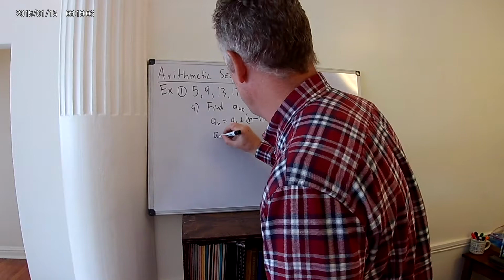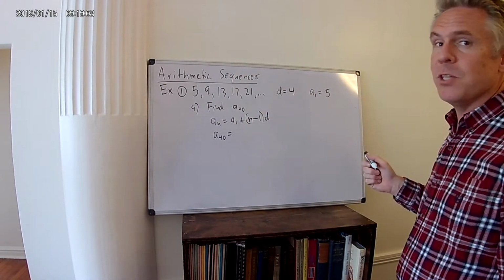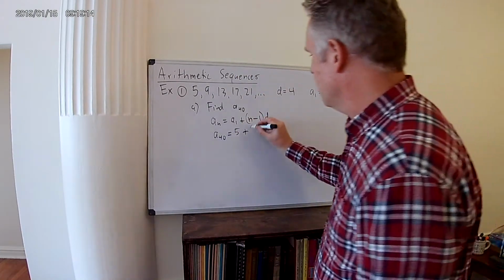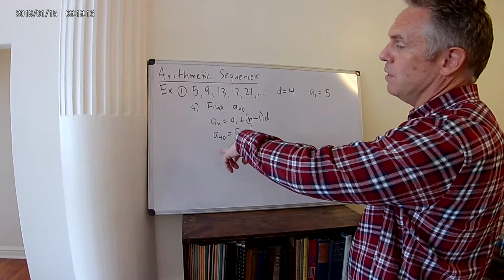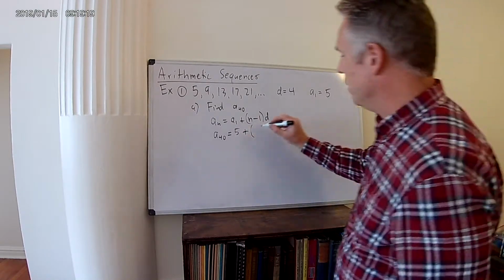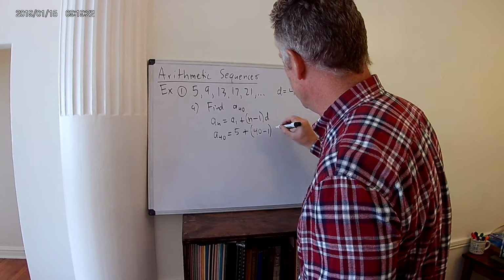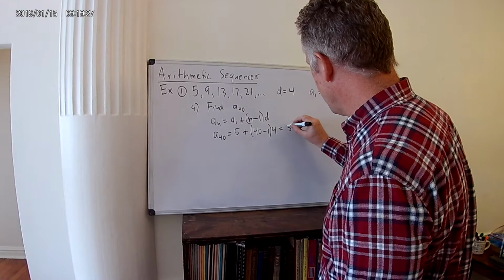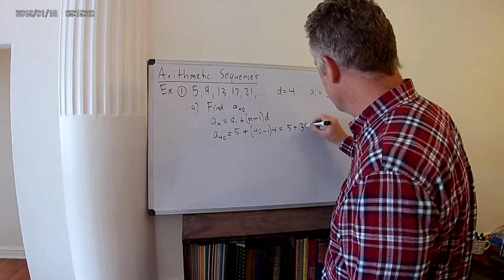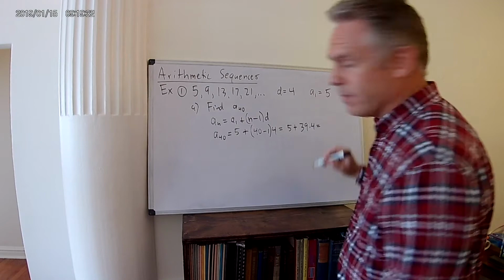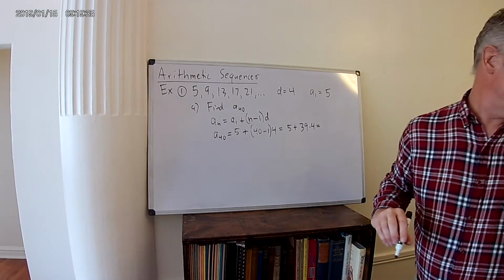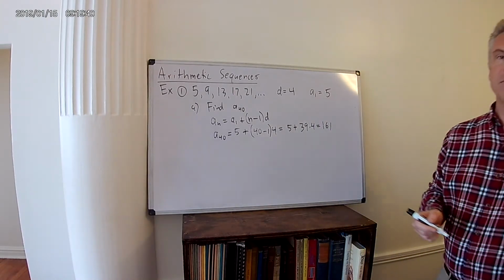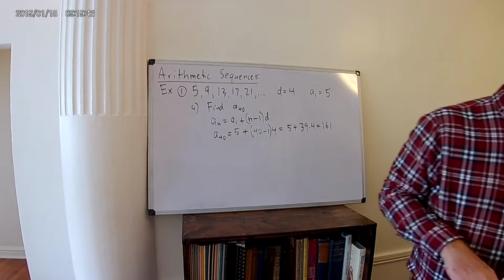So in particular, a40 will be equal to the first term of this particular arithmetic sequence, which is 5, plus, now here, the index is 40. I'm interested in the 40th term, so n is 40. So I plug in 40 for n, minus 1, times d. In this case, d is 4. This is what I get. I get 5 plus 39. 40 minus 1 is 39, times 4. And if you plug this in your calculator, you get 161. So the 40th term of this arithmetic sequence is in fact 161.